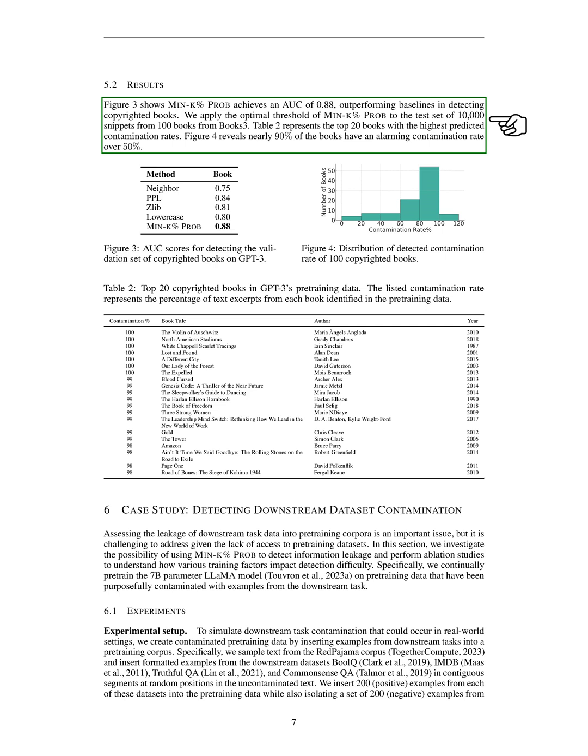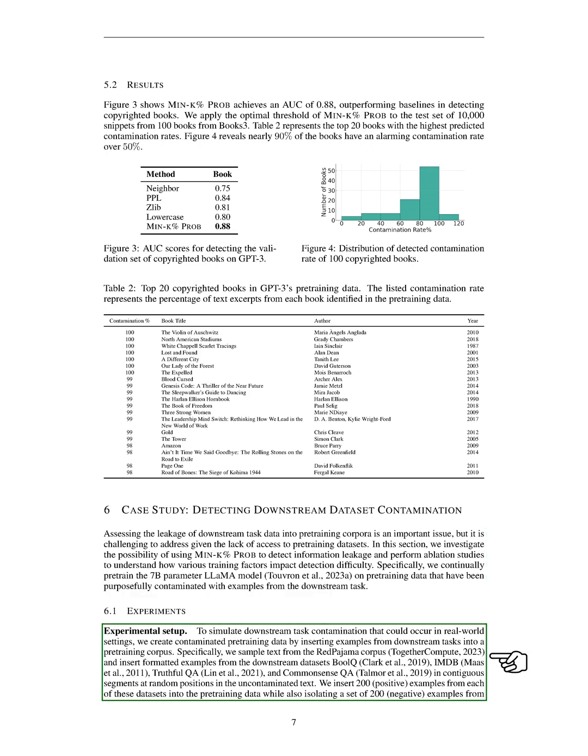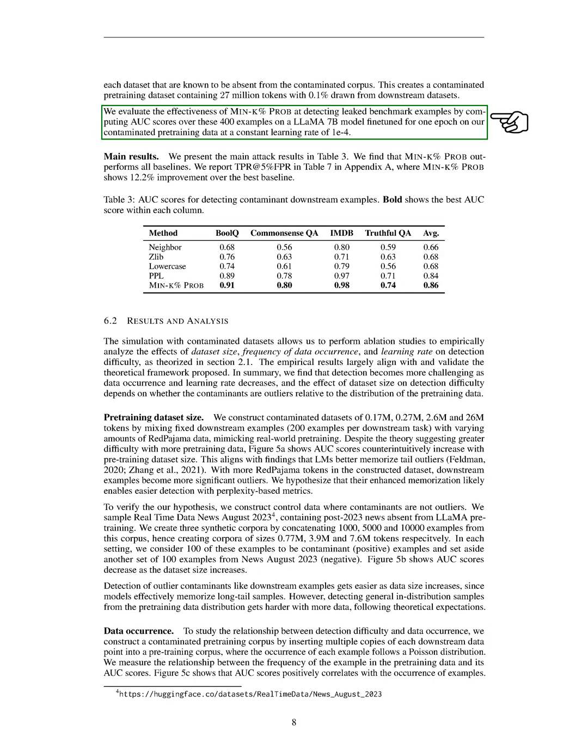We also used min-K% PROB to detect information leakage in downstream task data. This is a challenging issue due to the lack of access to pre-training datasets. We created a contaminated pre-training dataset by inserting examples from downstream tasks into a pre-training corpus. We then evaluated the effectiveness of our method at detecting leaked benchmark examples. Our results show that min-K% PROB is effective in detecting information leakage in downstream task data.